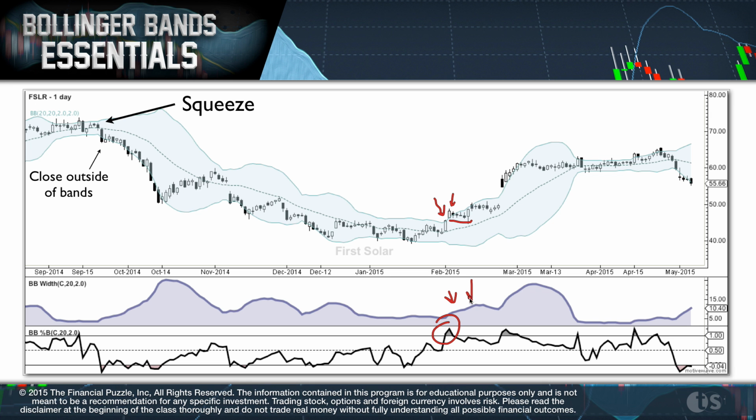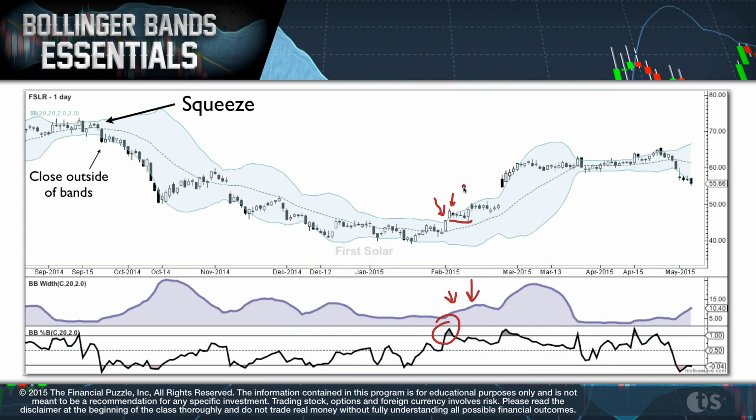But the whole time the bandwidth was going higher, telling you the volatility is going up. And so there's still strength in this trade. And then eventually the surge came in here and eventually it gapped on out. And again, it became a pretty good profitable trade on First Solar here. So there's a couple more examples here.